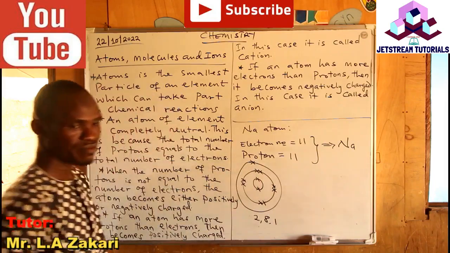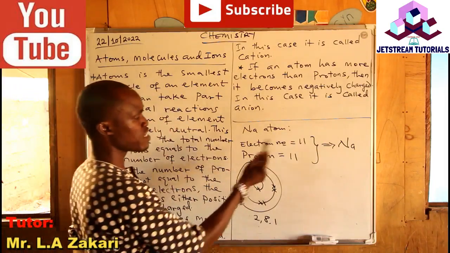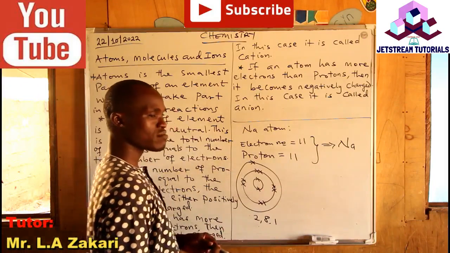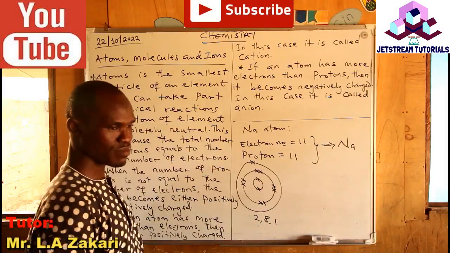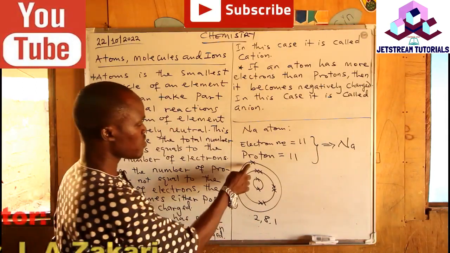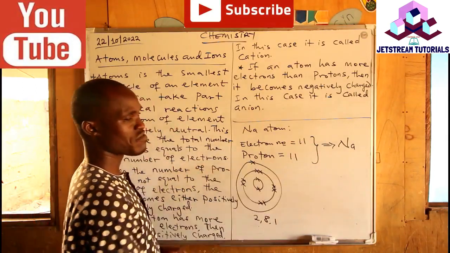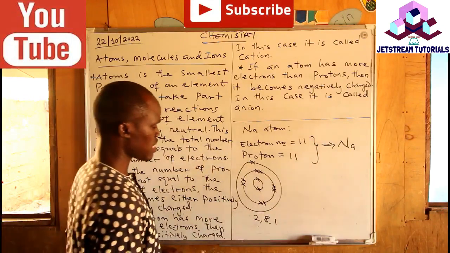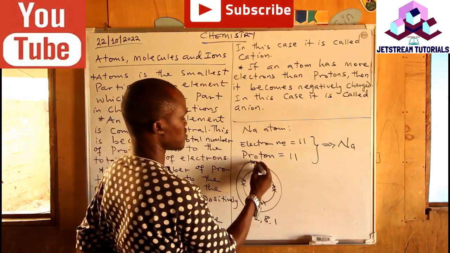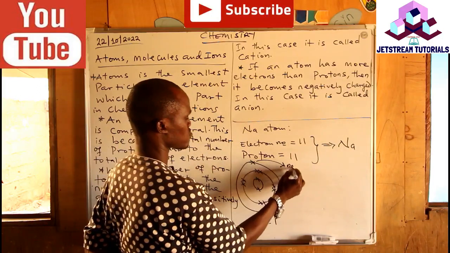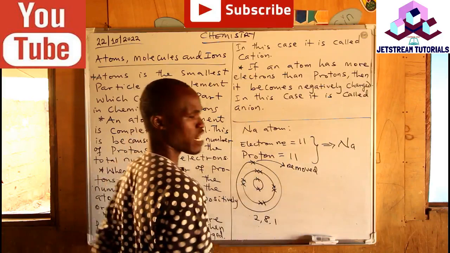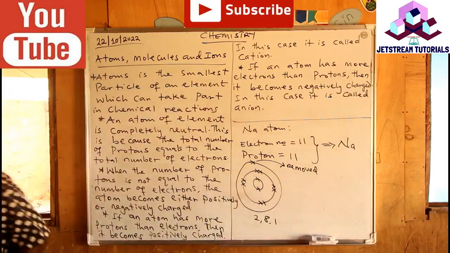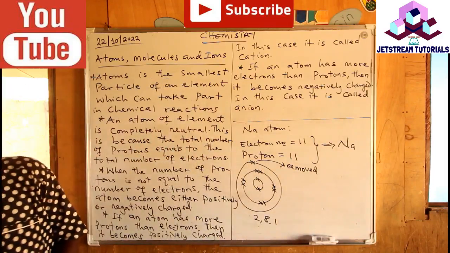Electrons. Then the last shell has what? 1 electron. Now sodium, being a metal, is capable of losing what? An electron for bonding to occur. Isn't it? So if it loses its valence electron, what happens? Let's say this is removed. When this is removed, what do we have?